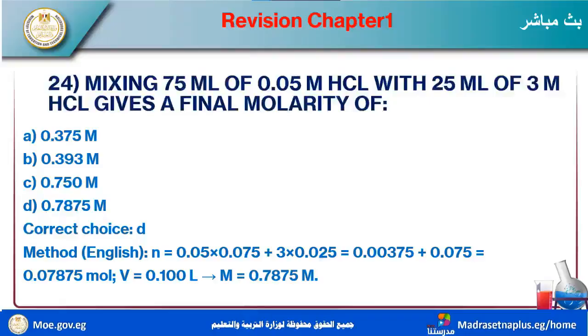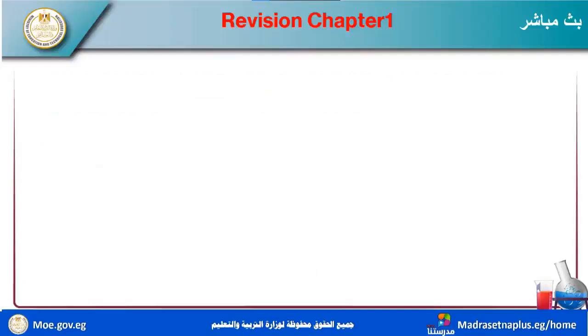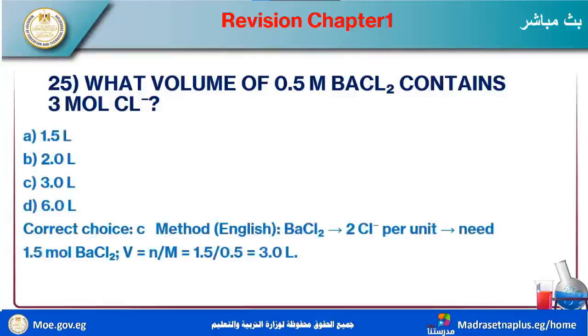Now we have mixing 75 milliliters of 0.05 molar HCl with 25. These are the answers here. I ensure this equation to completely solve this accurately. What volume of 0.5 molar BaCl2 solution contains 3 moles of chloride ions?